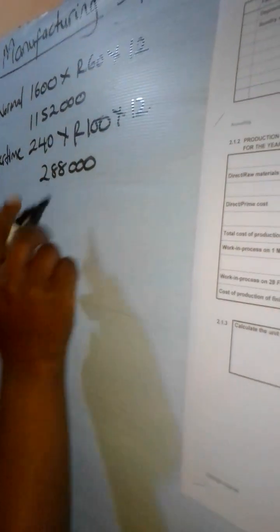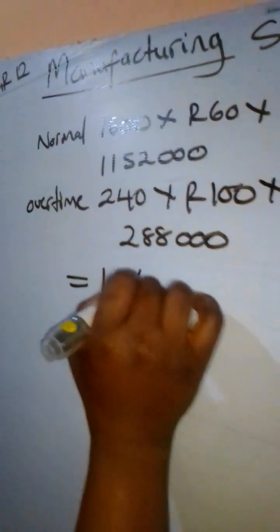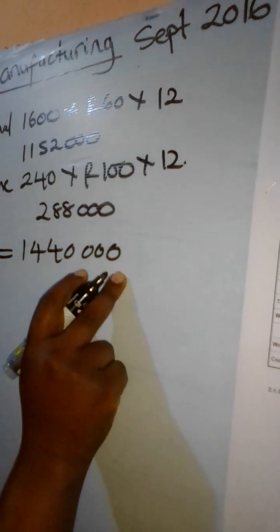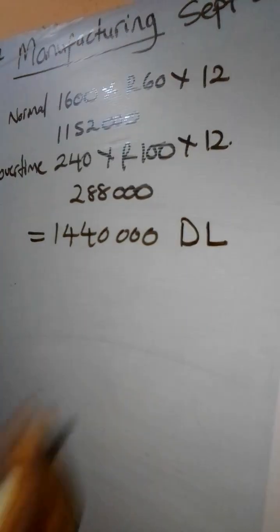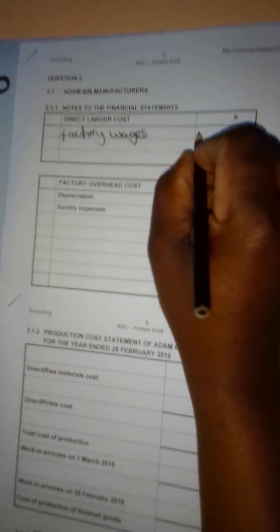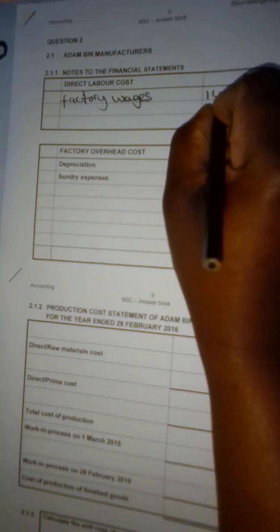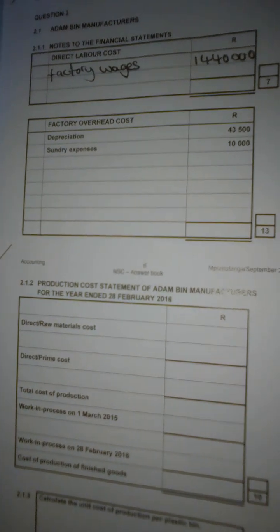So we add the two amounts, 1,152,000 plus 288,000, which gives us 1,440,000. So 1,440,000 is our direct wages or direct labor. We can say that's our direct labor, or the money that was received for the factory wages, the wages that were paid to the employees who were working in the factory: 1,440,000.